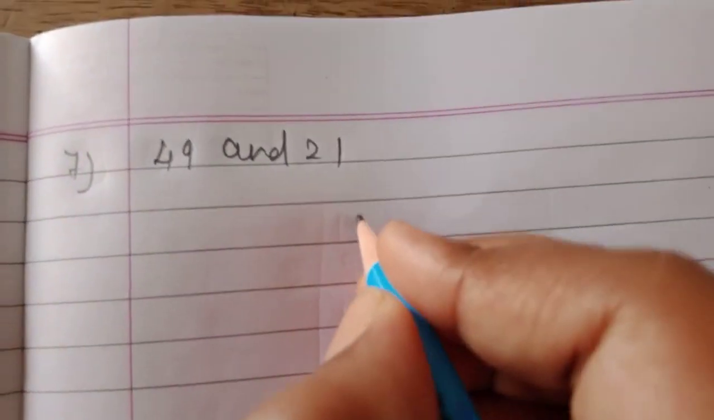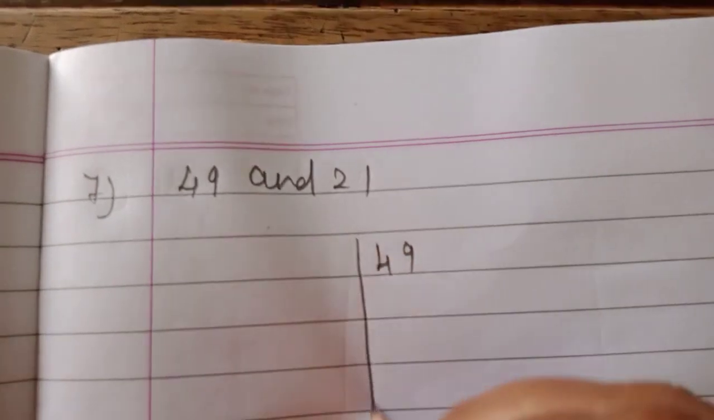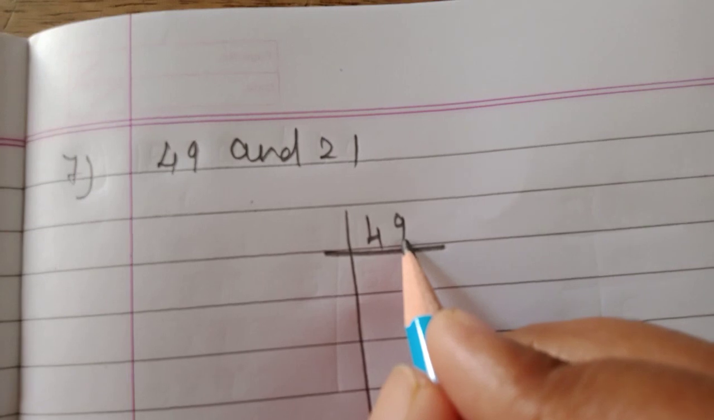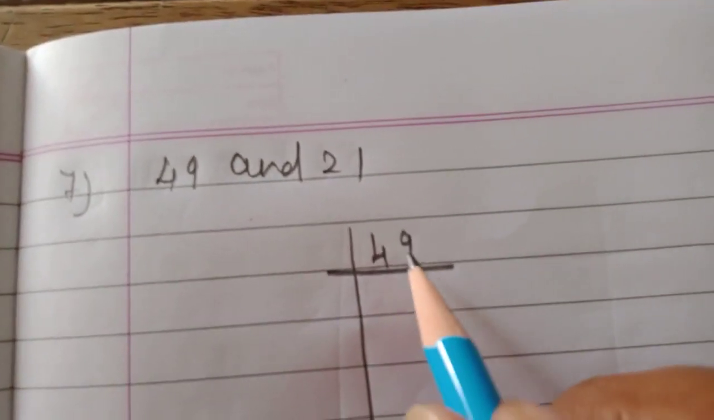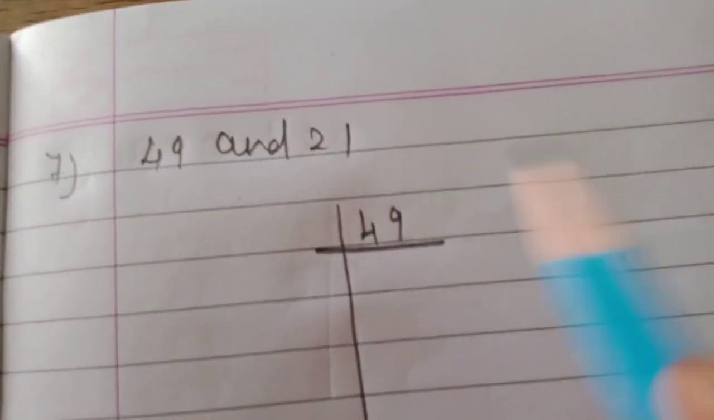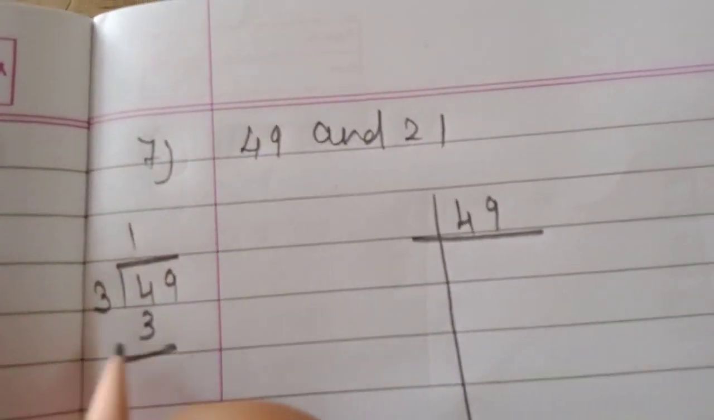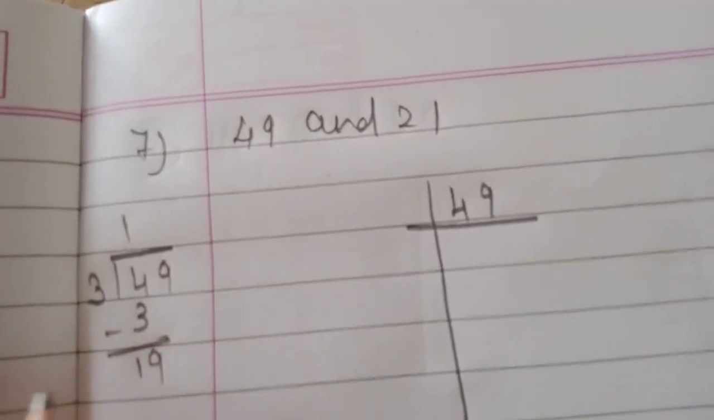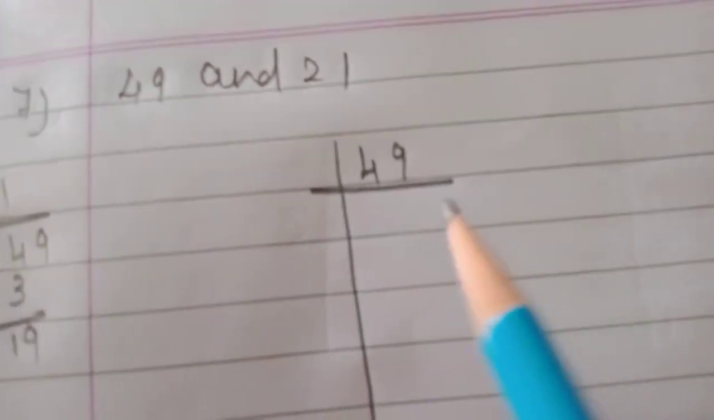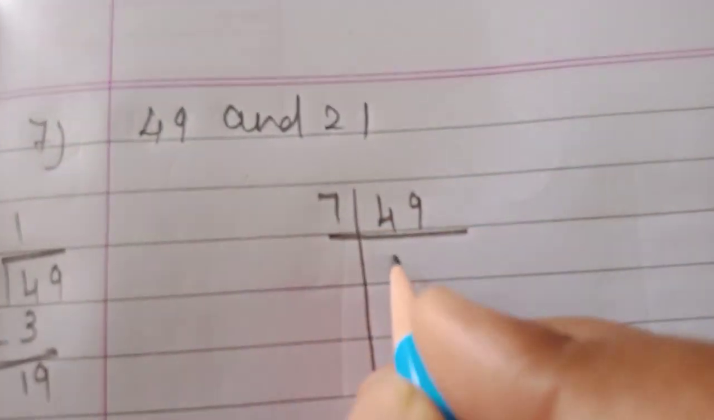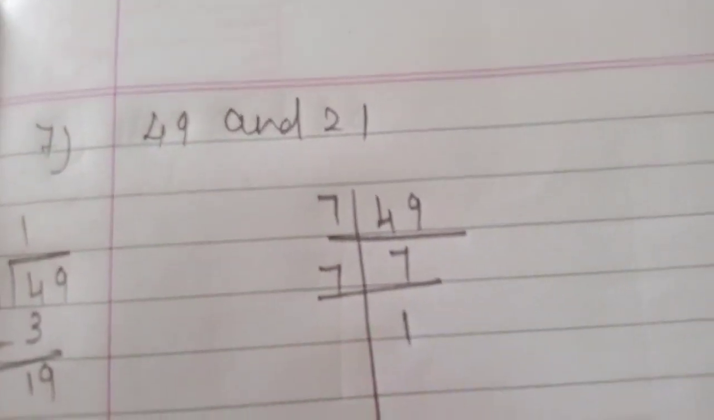Now number 7, 49 and 21. So first we will take out the prime factorization for 49. Now 49, see here, in the ones place, which digit is there? 9. So it is an odd number, it is not divisible by 2. Now for 3 we will divide and see. 3 1s are 3. So 4 minus 3, 1. So 19 is there. So 19 is not divisible by 3. Then 4, no. Then 5 also, no. 6 also, no. So we will take 7. 7 7s are 49. Then 7 1s are 7.